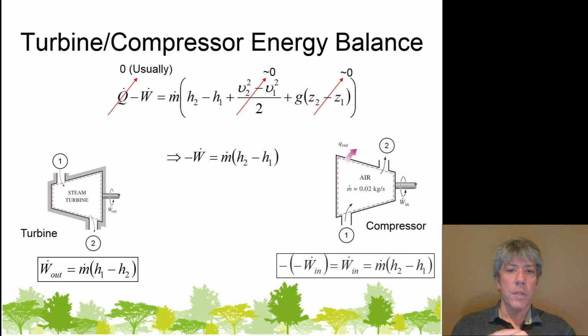On the other hand, with a compressor, the power has to flow in. So power in is negative. There's already a negative sign from the equation, so negative times negative is positive, and we don't have to flip around H2 and H1 on the right-hand side.